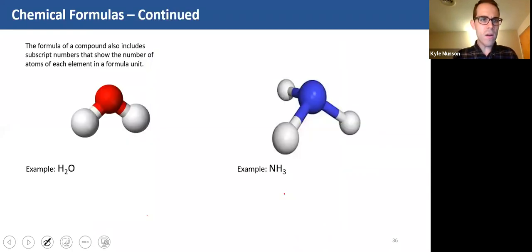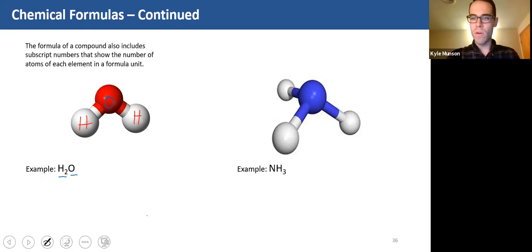So finally, I already said this, but the formulas of compounds also include subscripts that show the number of atoms of each element in the formula. And we're going to get plenty of practice with this later in the semester. This is just a brief introduction. For example, we already said that water, this formula is telling me I have 2 hydrogens and 1 oxygen. We can see that here in the model.